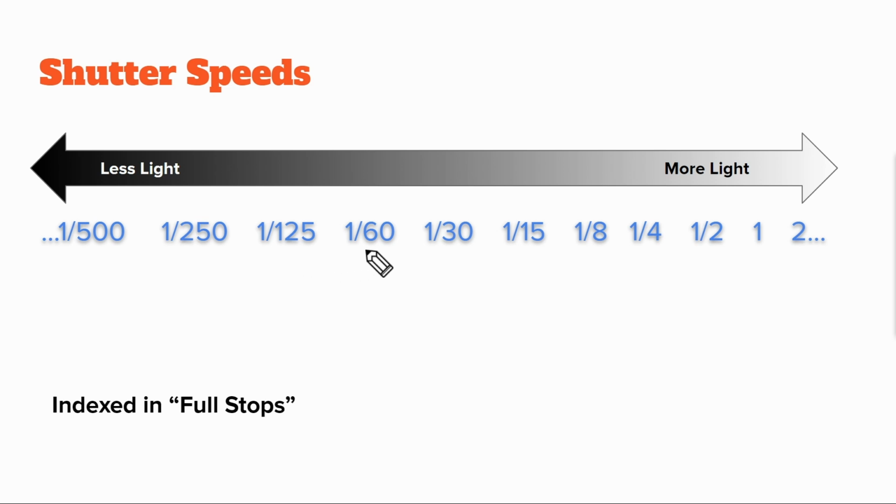Now, I've mentioned that these shutter speeds are indexed in terms of full stops. What does that mean exactly? Well, a stop is doubling the light or cutting the light in half, or halving the light. So for example, if we start at 1/60th of a second and we double our shutter speed to 1/30th of a second, meaning we're leaving the shutter open twice as long, we're adding twice as much light. So this is plus 1 stop.